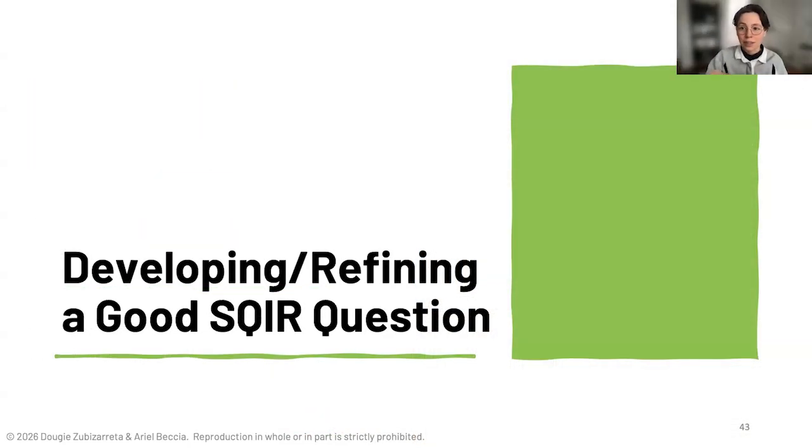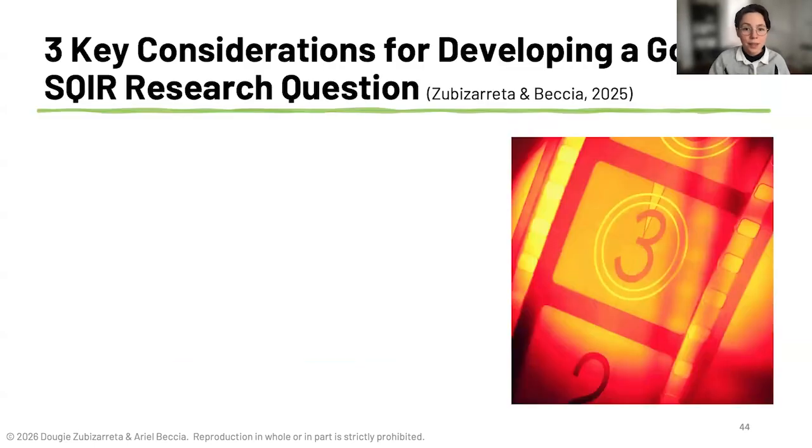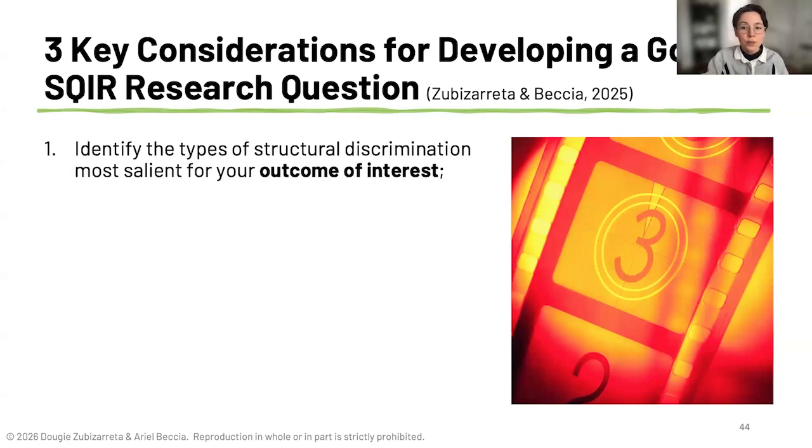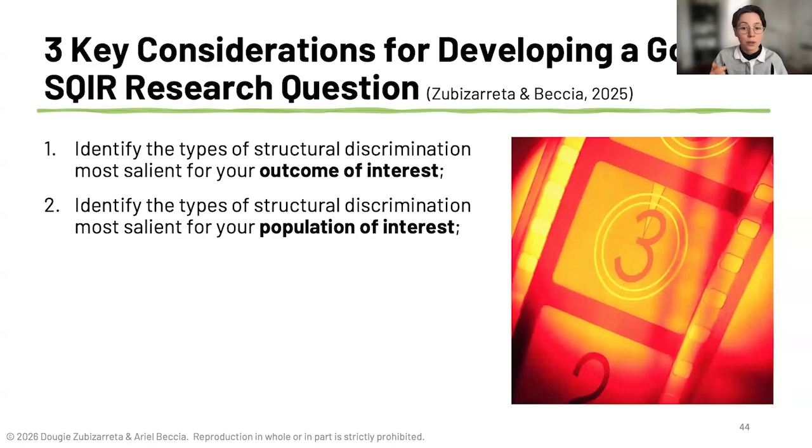Discussing how to develop a good SQIR research question. There are really three key considerations to developing a good SQIR research question. First, we need to consider the forms of structural discrimination that might be most salient given our outcome of interest. Then we need to consider which forms may be most salient given our population of interest.